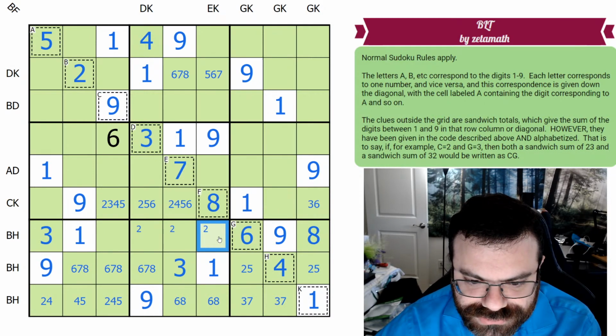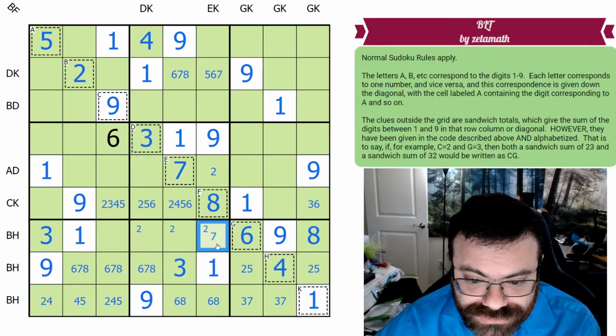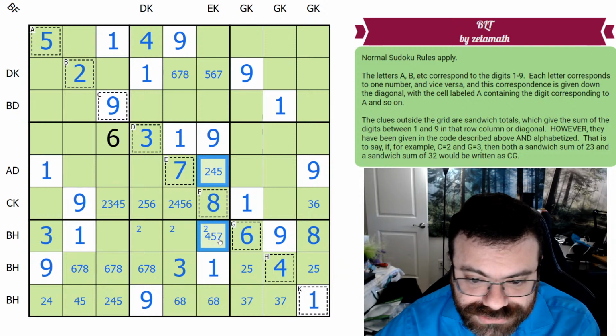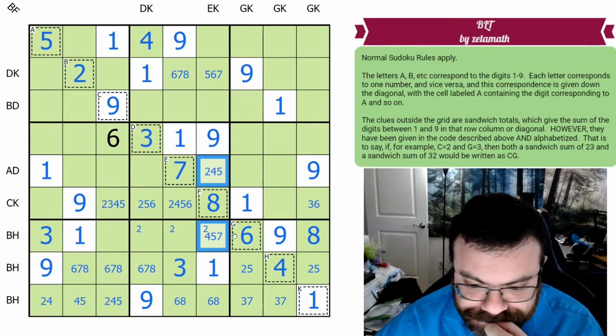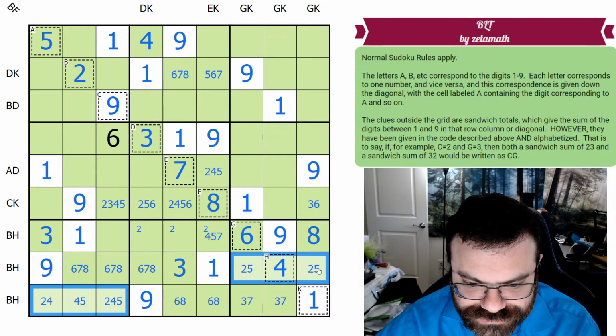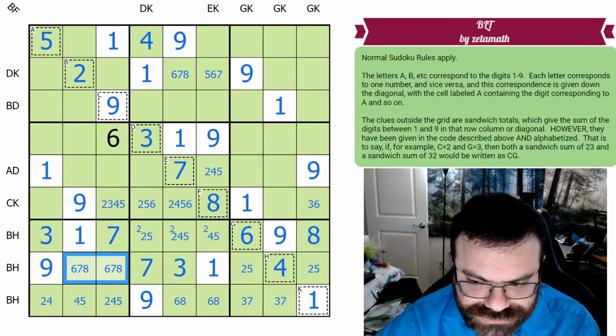2, 7 would be this way. 3, 6 would be not possible. 4, 5 looks possible either way. So this is roped. So this can't be 7. This is 2, 4, 5. This is 7. This is 7.